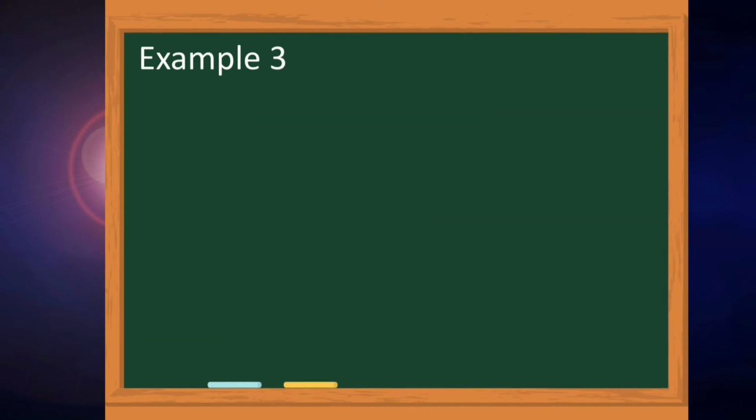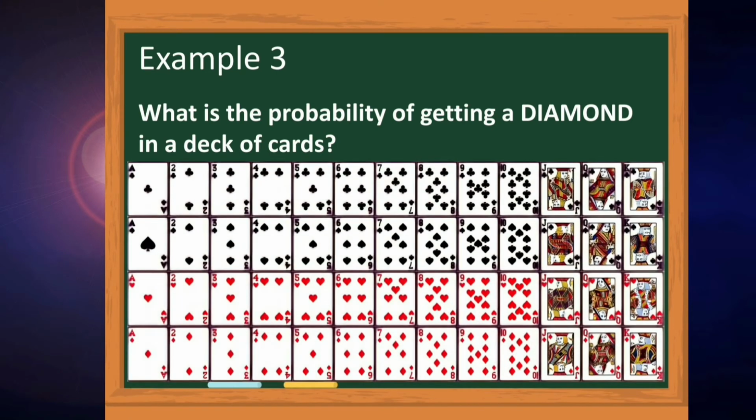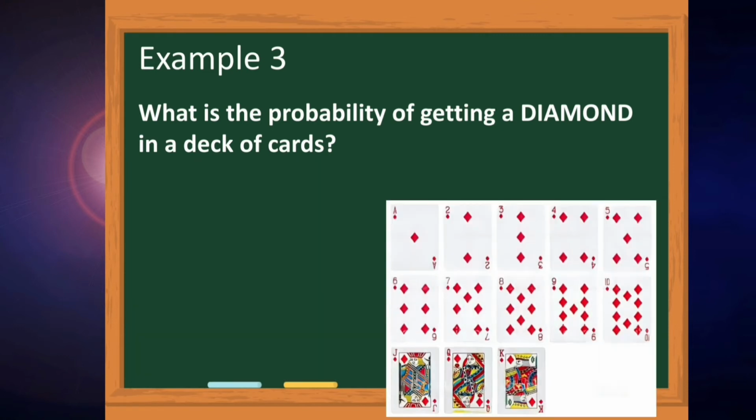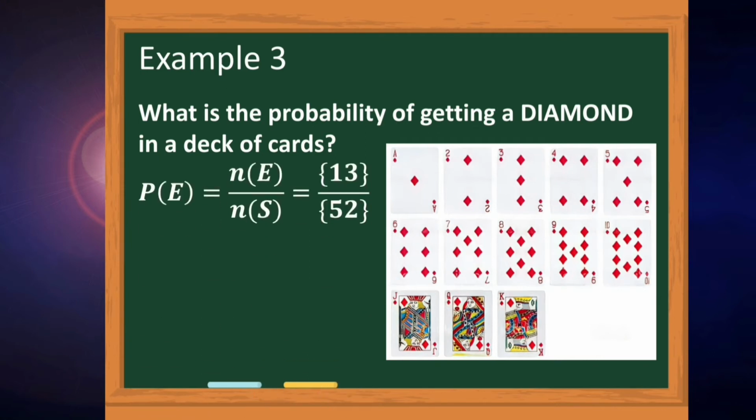This means we have 50% chance in obtaining a head when tossing a coin. Another example. What is the probability of getting a diamond in a deck of cards? There are 52 cards in a deck. 13 of those are diamond. So we have 13 over 52.